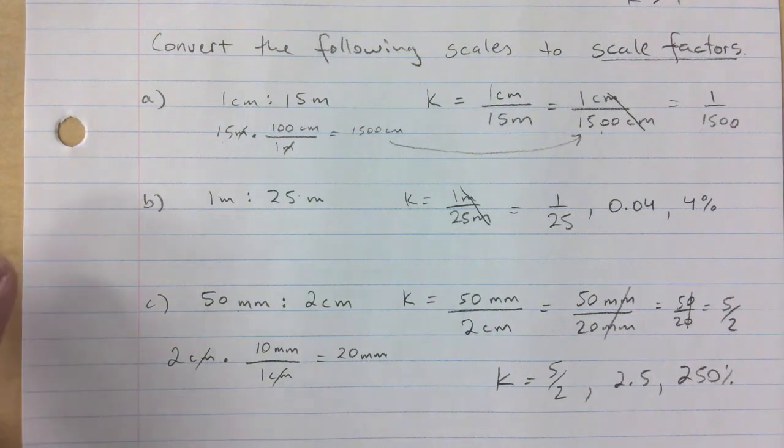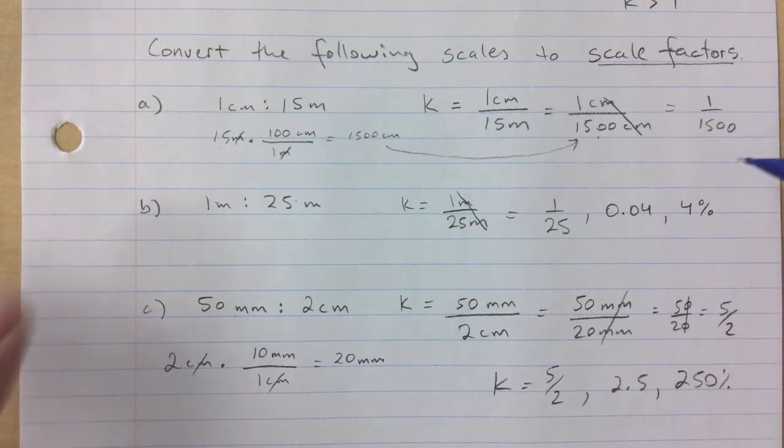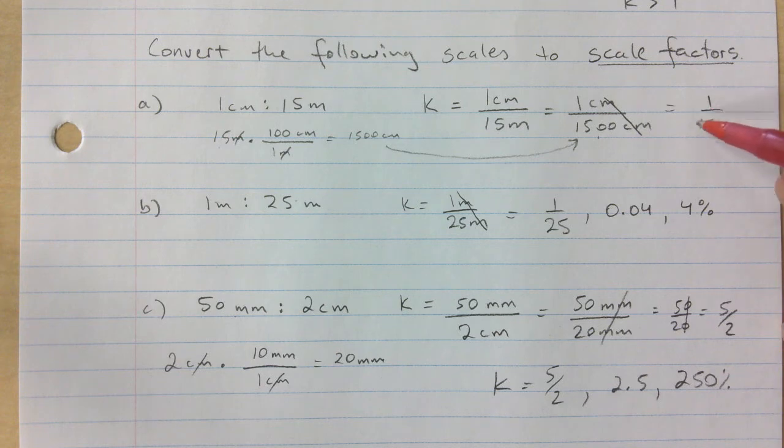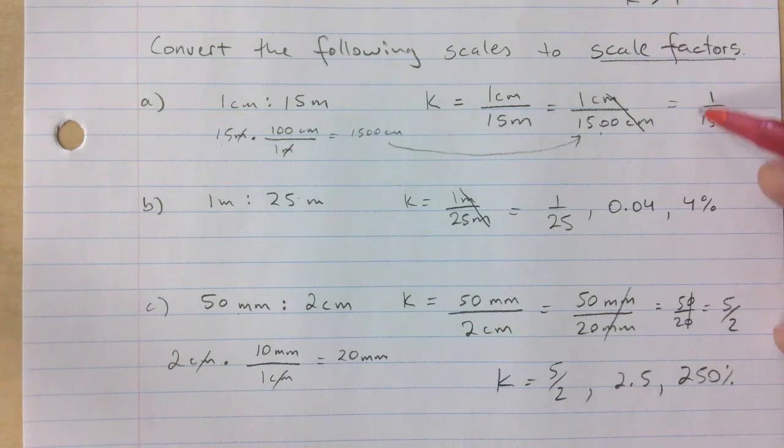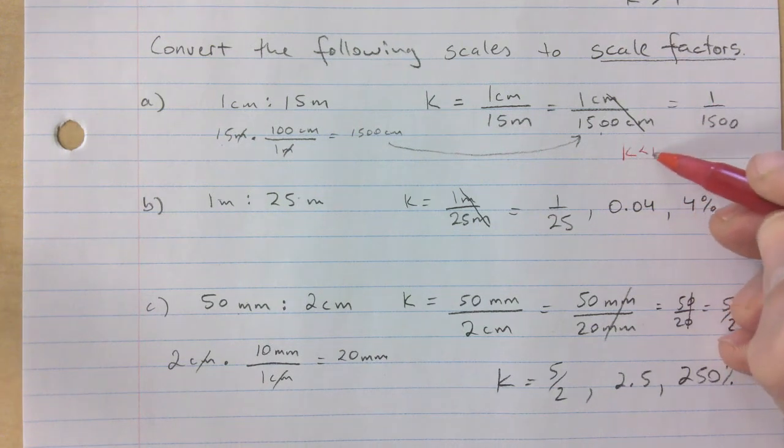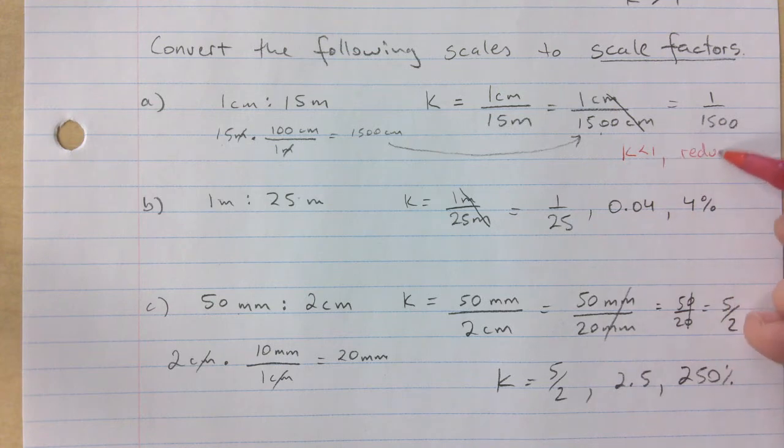Let's go up and check. I'm going to use a different color. This, just by looking at that, can you tell me if that's an enlargement or a reduction? K is less than 1, a reduction of the original, that is. Okay. How many times has the original been reduced by? By 1500. Okay. 1500 times smaller.